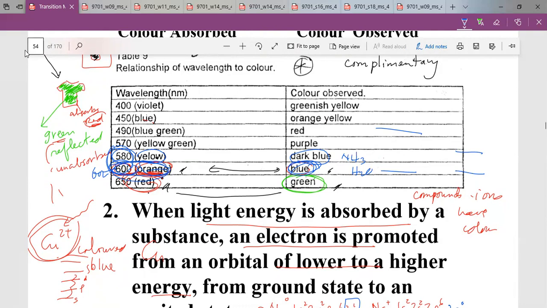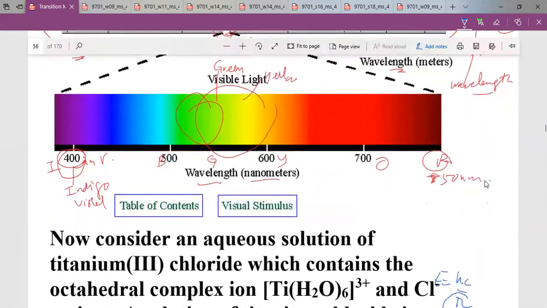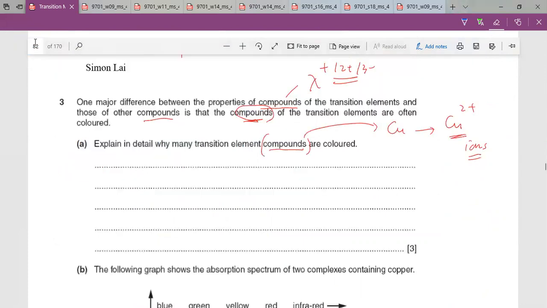So now I told you about color already. Now how are the questions asked? I finished all the theory of color. I've got about 20 minutes more, so let's do a few questions now. This is quite a common question: ask you why TM ions are colored. Now let's go to the first question, 82. We do 82 first, before we do 81. Explain in detail why transition elements are colored, for 3 marks. Now, this is the first answer here.